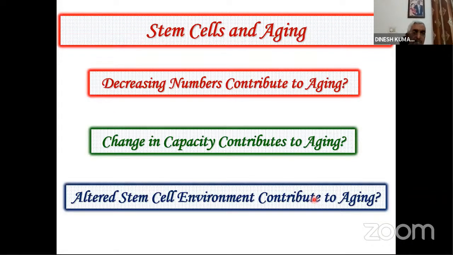Suppose in the case of stem cells in aging, there is a decrease in the number of stem cells in the higher age group, or the capacity of the stem cells goes down, or the environment surrounding the stem cells contributes to the aging process. So there are three things. One is the number of stem cells. Second is the capacity of stem cells. Third is the environment surrounding the stem cells, which contributes to aging.